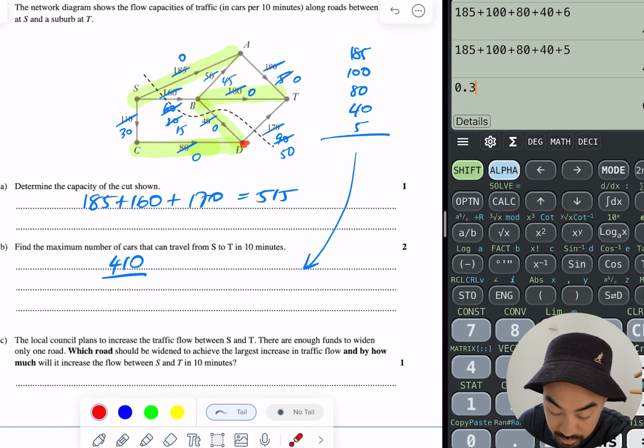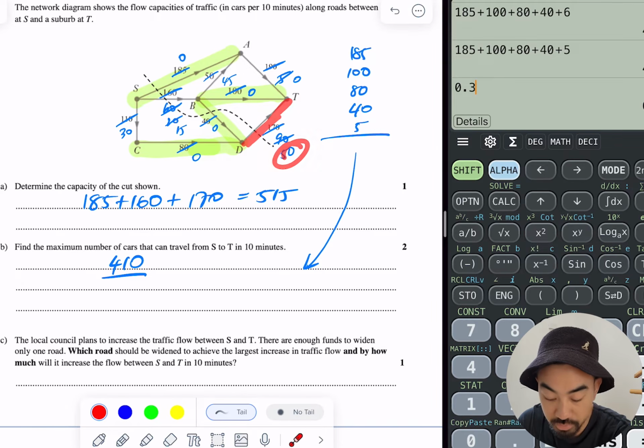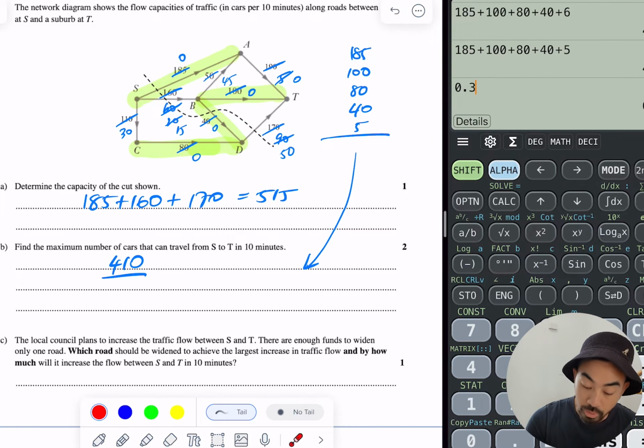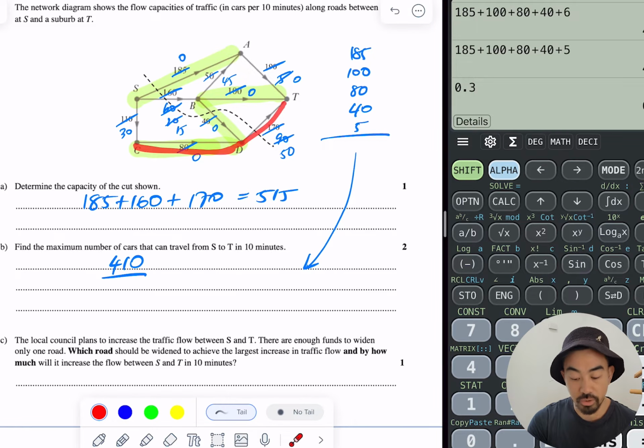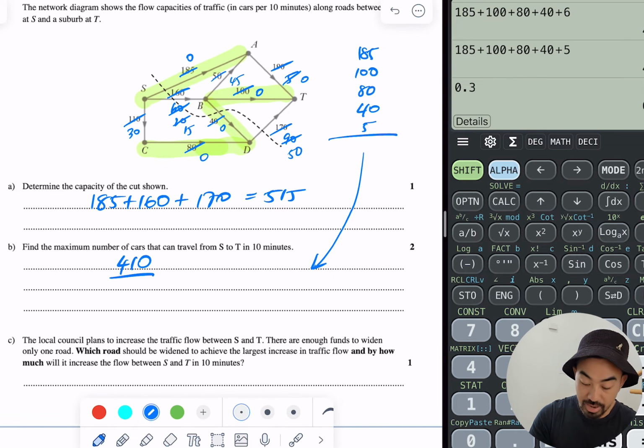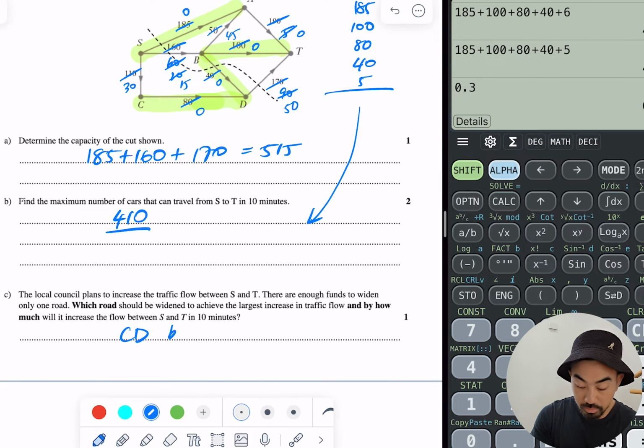But what do you notice here, from D to T, you also have space for 50 cars and can fit through. So what I could do is increase CD by 30, because that would let, in essence, 30 cars get from C to D. And then once they're at D, they can already get through from D to T because the road is wide enough for that to happen. So that answer there will be CD by 30.